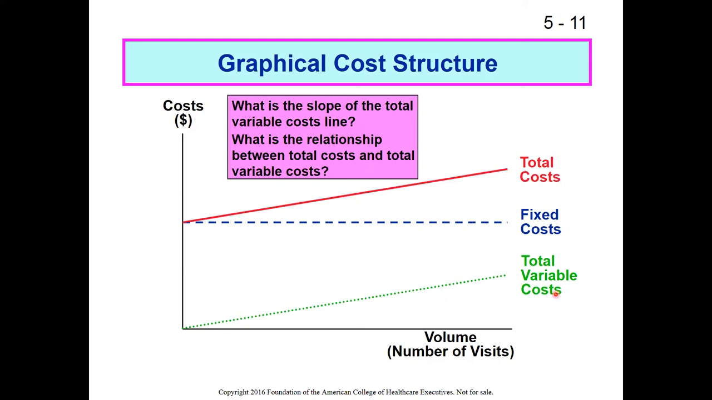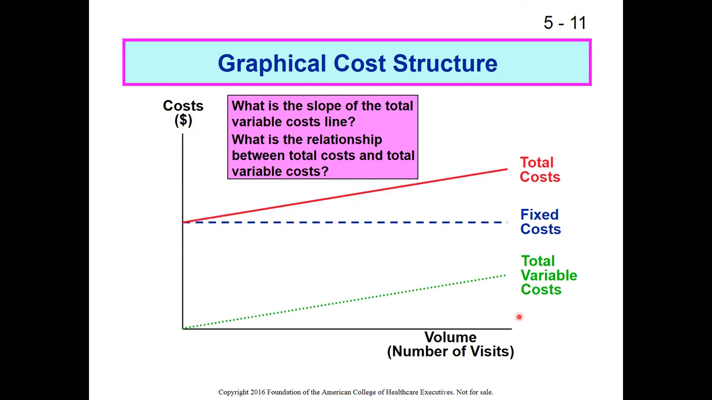So in terms of fixed cost, fixed is fixed, right? It's not changing with respect to the number of visits. It's going to be $300,000 at 0 visits, at 1,000 visits, at 10,000 visits, assuming we're in the relevant range. So the fixed cost line is going to be a straight line.